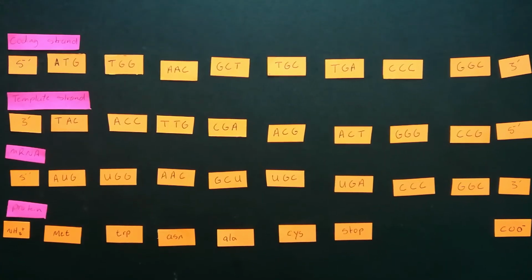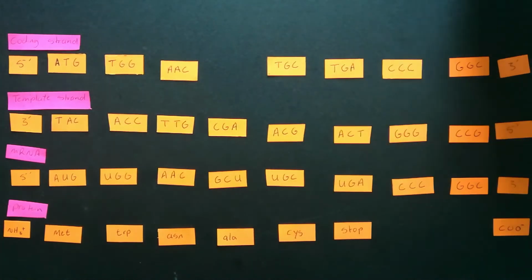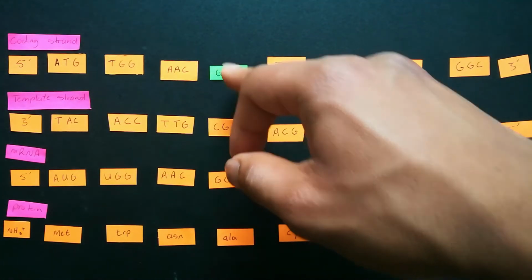A silent mutation is a single point mutation in which a single nucleotide change results in a codon which codes for the same amino acid. The amino acid in this mutation remains the same.